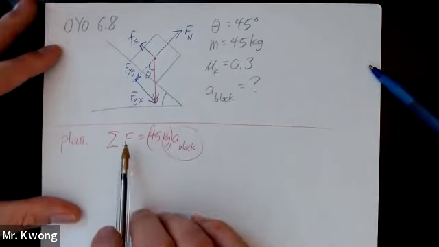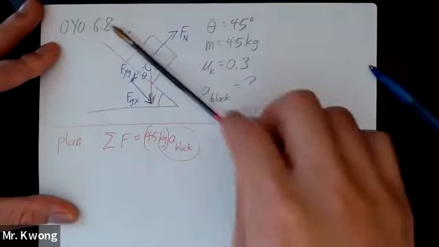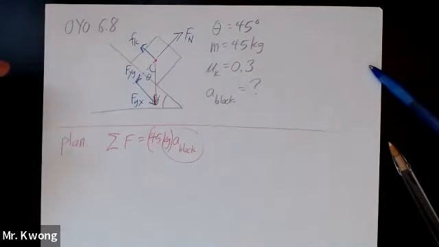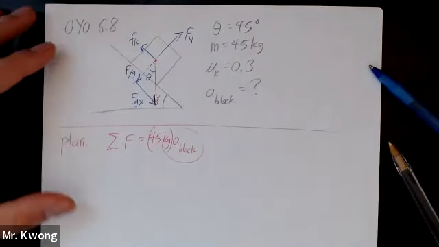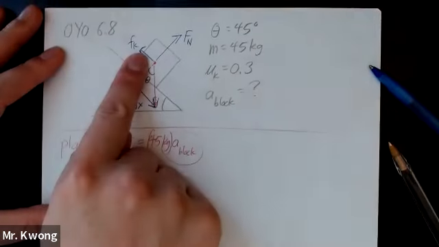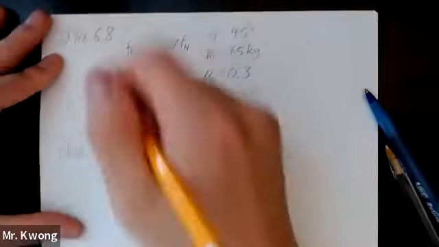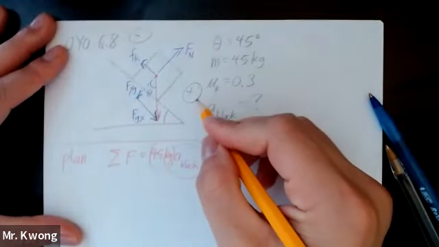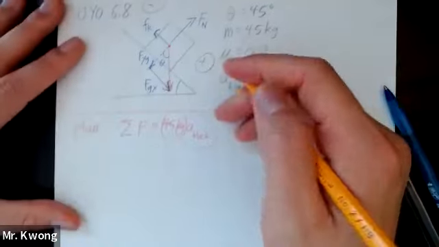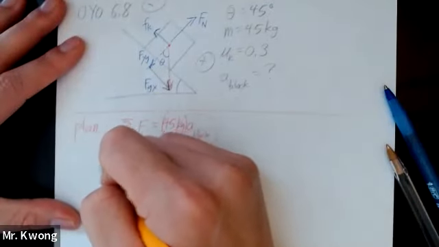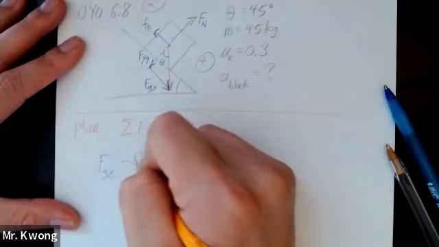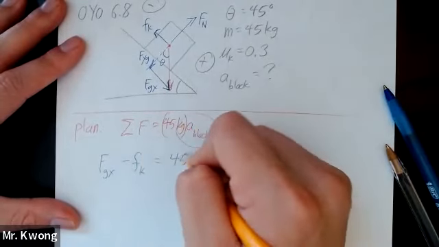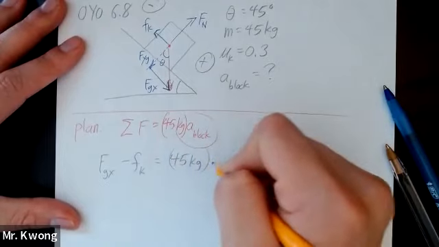So what are the forces in this X direction? Right, so as Ezra points out, we have the friction force. We'll just say this is the negative direction, and this is the positive direction. And we have the force of gravity in the X direction minus the force of kinetic friction is equal to our 45 kilograms times A.